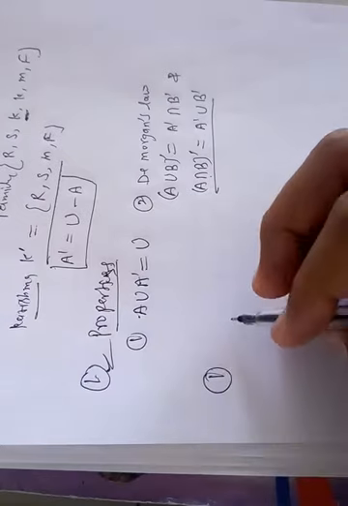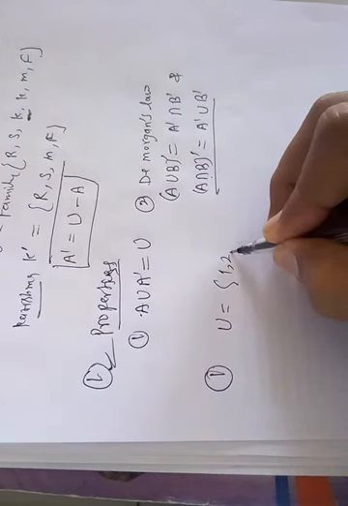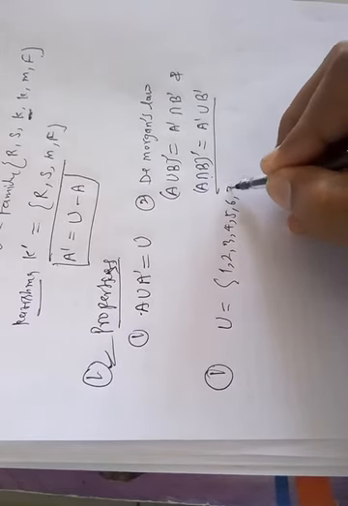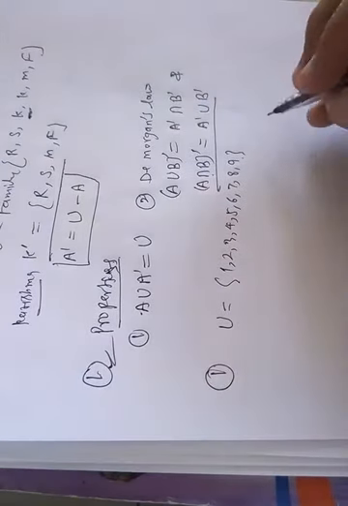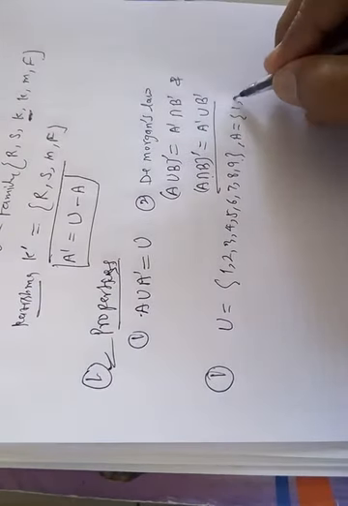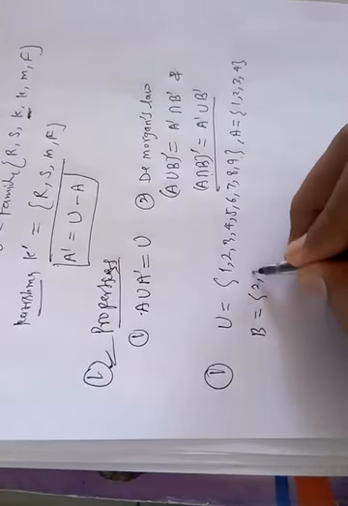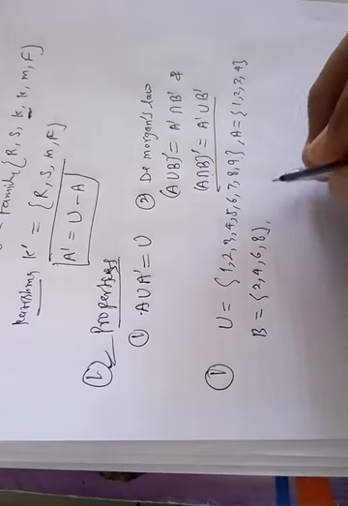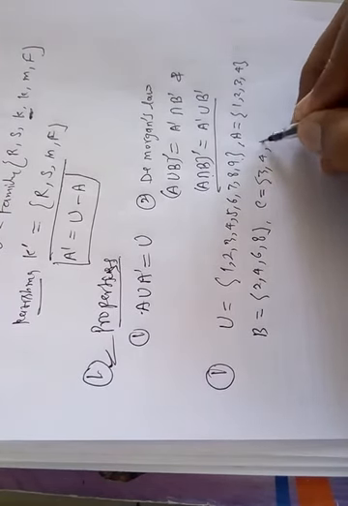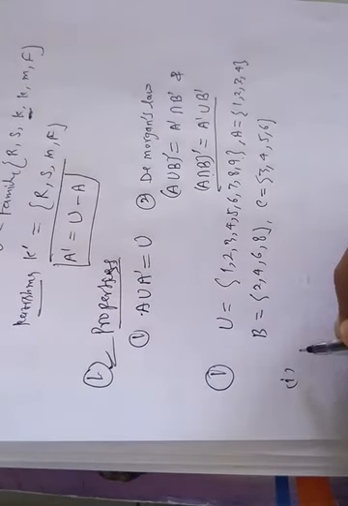Okay. Question 1. U equals 1, 2, 3, 4, 5, 6, 7, 8 and 9. Set A equals 1, 2, 3 and 4. Set B equals 2, 4, 6 and 8, the even numbers. And C equals 3, 4, 5 and 6. Find the first part.